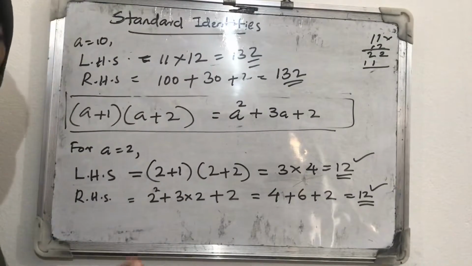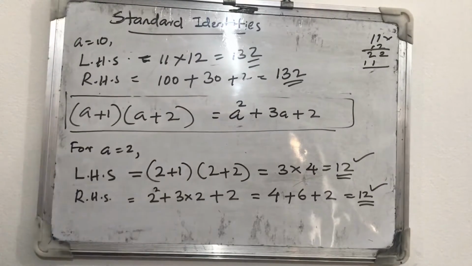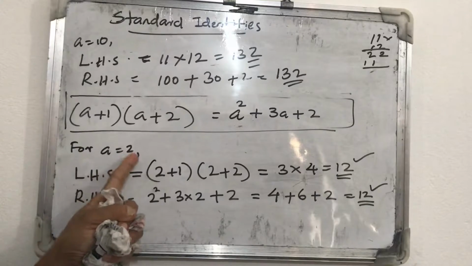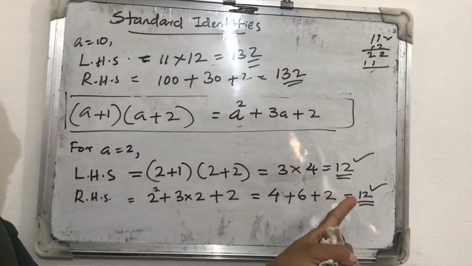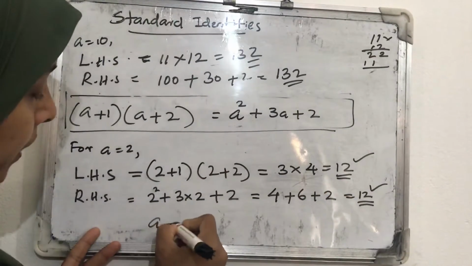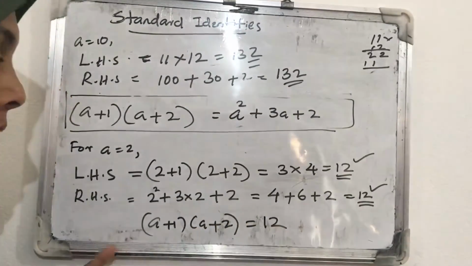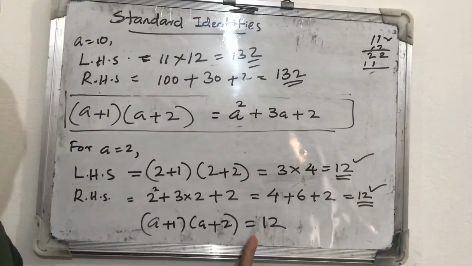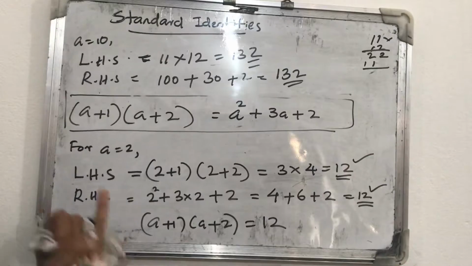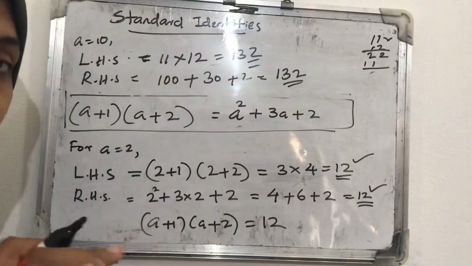Then what is the difference between an identity and an equation? Suppose in this case, when we gave a is equal to 2, we got (a plus 1) into (a plus 2) is equal to 12. That is an equation. (a plus 1) into (a plus 2) is equal to 12 will hold only for the value a is equal to 2. So such an equality is called an equation.